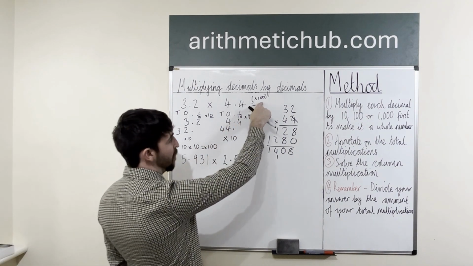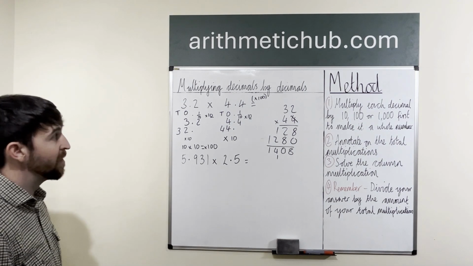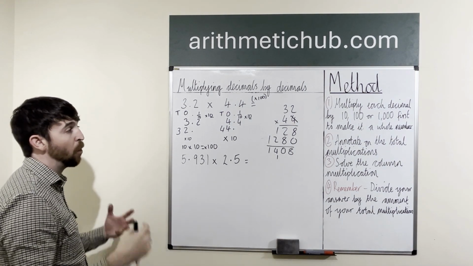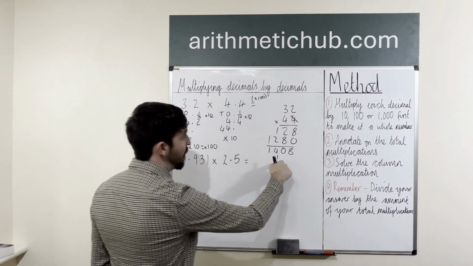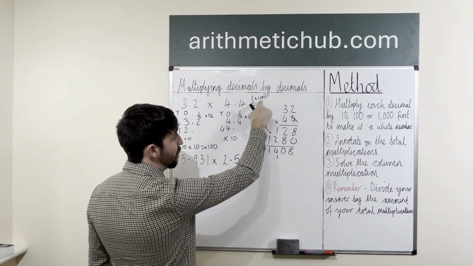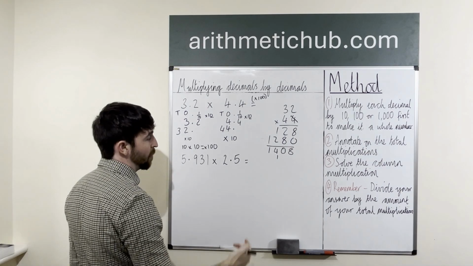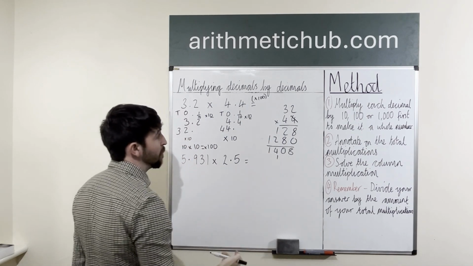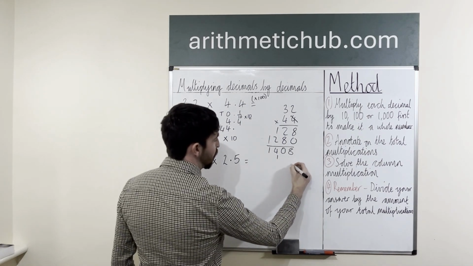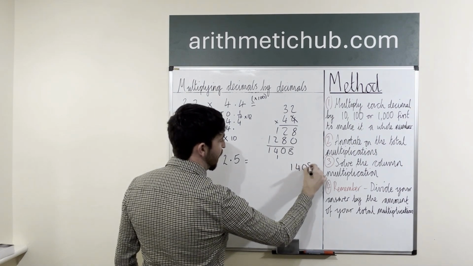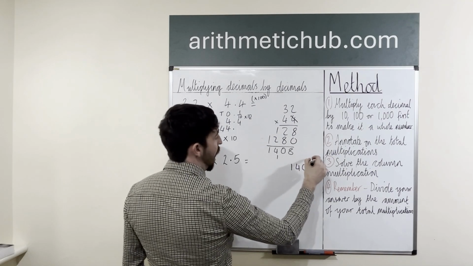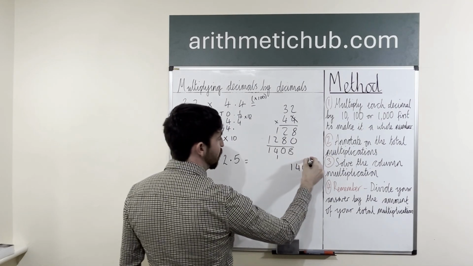But that's because we had to multiply it out by 100 in total to be able to work with whole numbers rather than decimals. So now I'm going to do the inverse of this. I multiplied it out by 100 beforehand, so now I'm going to divide my answer by 100. So I had 1,408, and now all I need to do is divide by 100.